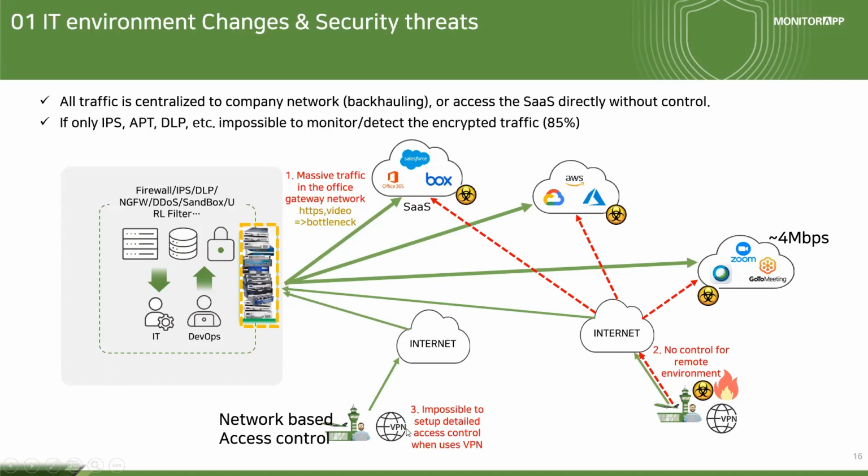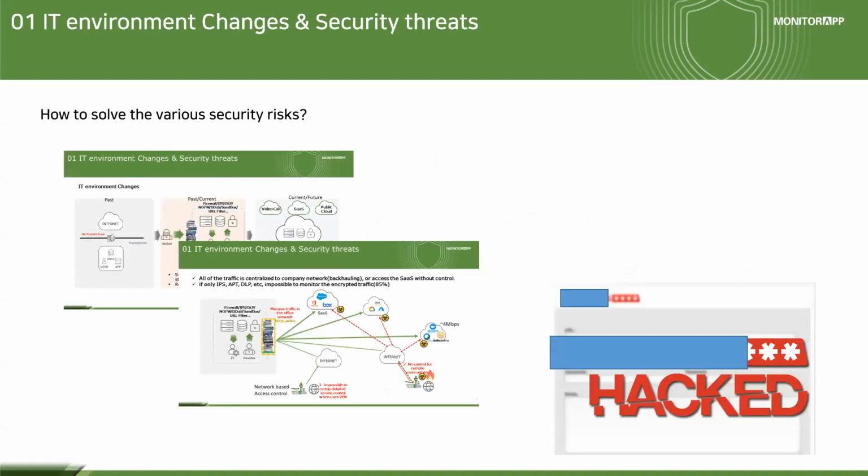And number three is related to the VPN. As you know, since VPN is a network-based access control, it's impossible or hard to set up detailed access control when using the VPN. So how do we solve the various security risks as well as security incidents?